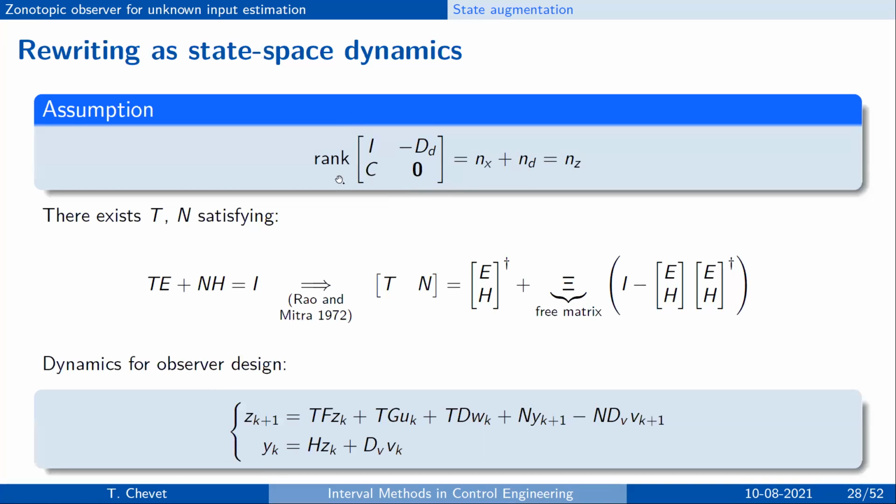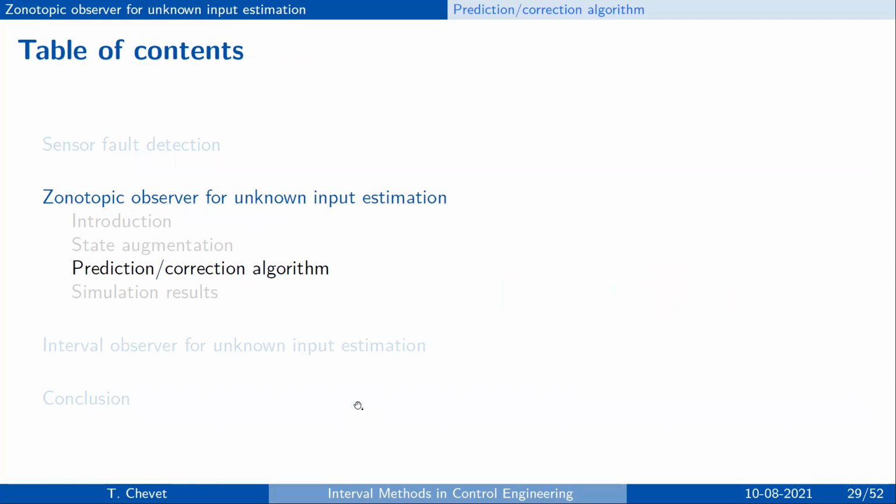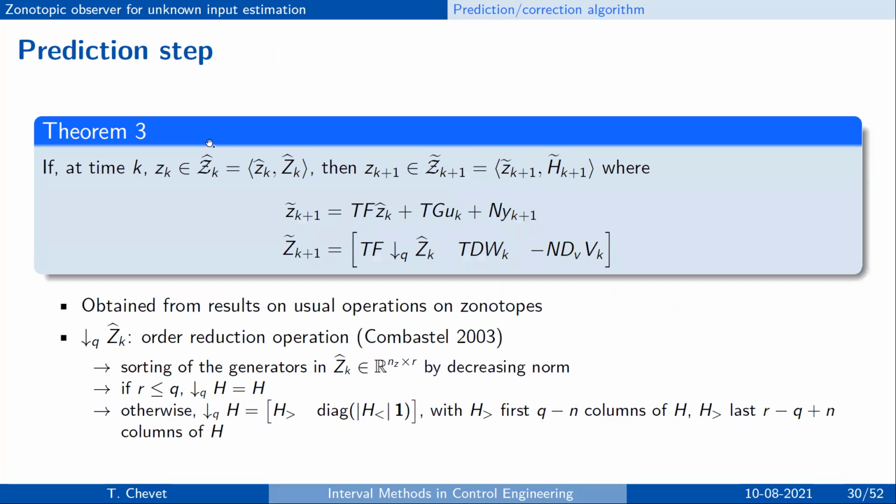Then we make this classical assumption that this matrix has full rank. And then we can find two matrices T and N so that this equation is satisfied. We find again the expression of the matrices T and N that we had for the previous fault detection strategy, except that I and C are replaced by E and H. And then by multiplying by Z at time k plus 1, we get these dynamics that will be used to design the zonotopic observer. The estimation strategy will then be a prediction correction strategy, with the prediction going like this.